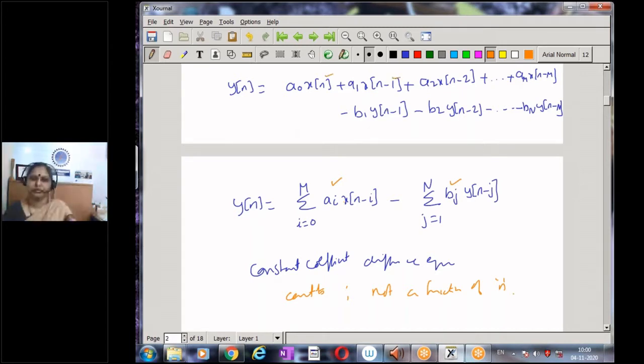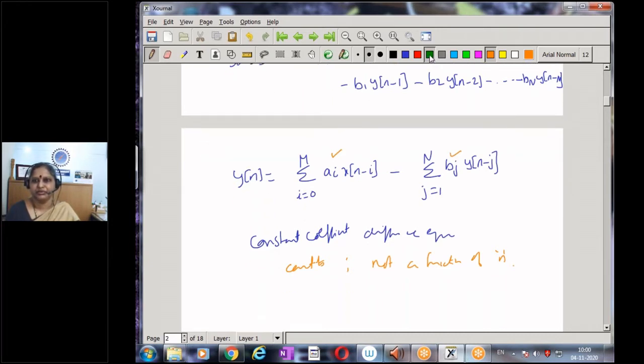They appear as, sorry, weighted sum. They do not appear as a product. If it is a product, the system becomes a nonlinear system. So this is one method of representing the LTI system, the constant coefficient difference equation.